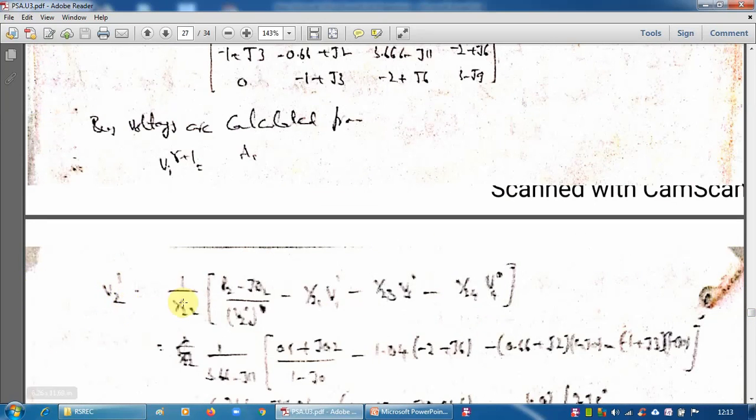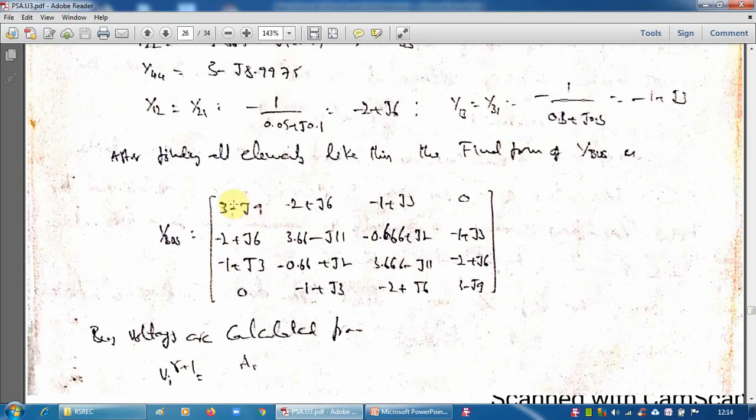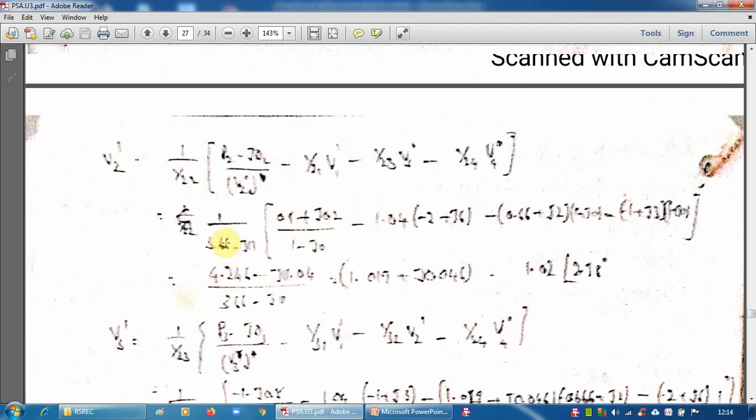I is 2. If I is 2, then that equation becomes 1 by Y22 times P2 minus jQ2 by V2 conjugate minus Y21 V1. We are calculating V2. So up to V1 we will get the fresh value here, beyond that we will get 0. This is 0. V3 0, V4 0. Next, Y22. What is this? This is Y22. 1, 2, 3, 4. This is Y11, Y22, Y33, Y44. Y22, that value is here.